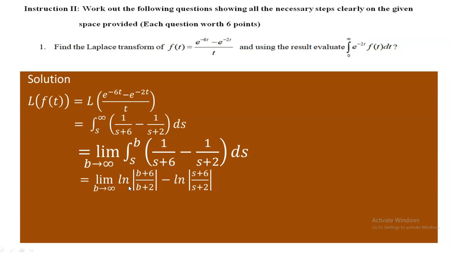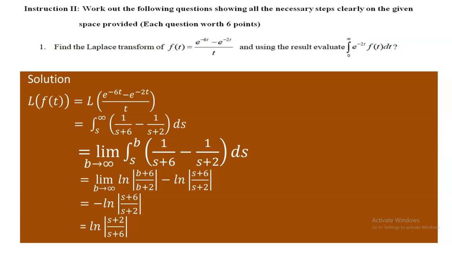And we know that ln 1 is 0. So 0 minus ln of s plus 6 over s plus 2 comes. From this, what comes next is negative ln of s plus 6 over s plus 2. Since this is negative, I can take the reciprocal, because the negative 1 can be taken up. So this is finally ln of s plus 2 over s plus 6.